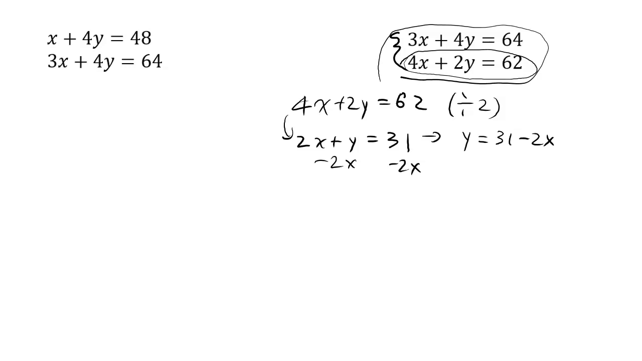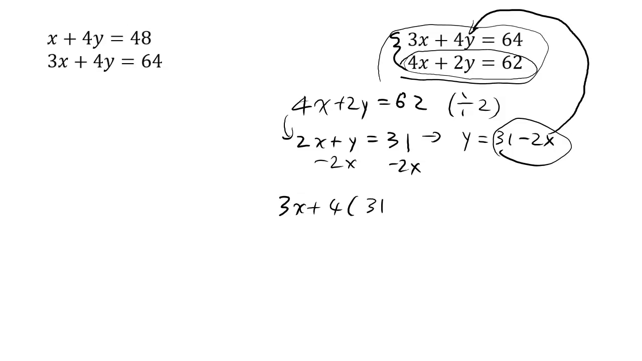Now, because we solved the second equation for y, this has to be plugged into the first equation. So let's do that. You have 3x plus 4. Remember, never forget those parentheses. Always put those parentheses. And then we multiply this out. We get 3x plus 124 minus 8x equals 64.